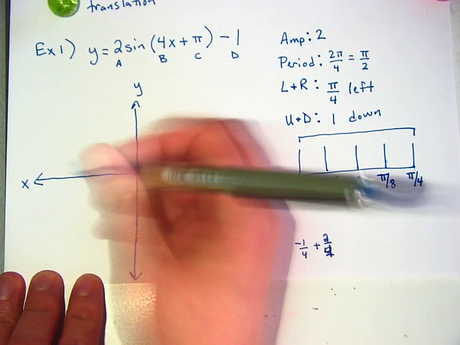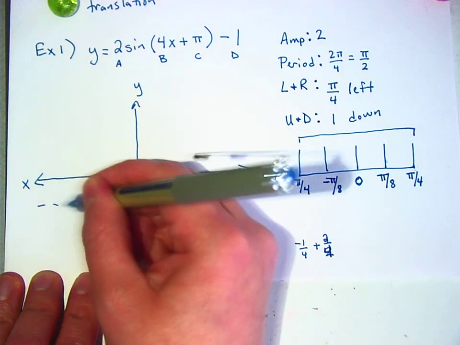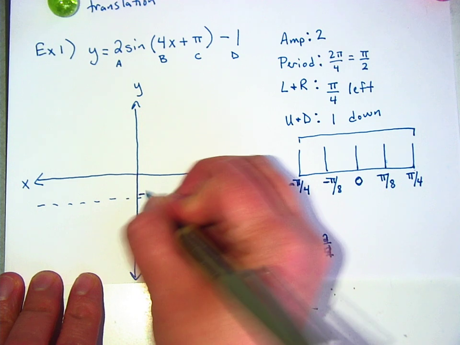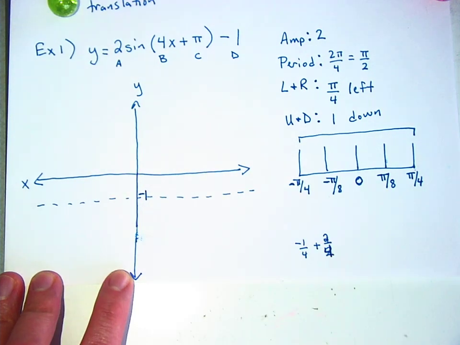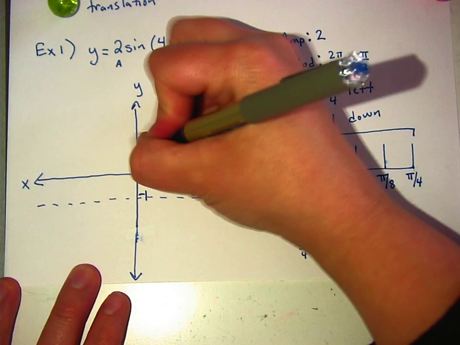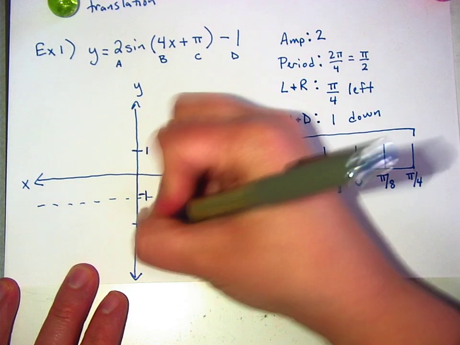Yes, negative 1. Okay, so I'm going to draw a dotted line here to show me that that's my new center at negative 1. And then what did you say? It goes from -1 up how high? Just one. To 1, because it's going up a distance of 2, right? So it's going from -1 to 1, and then down to what? -3. Okay, so I'm going to go up to 1 and down to -3.